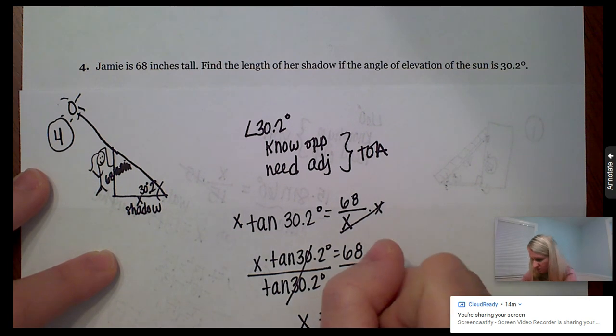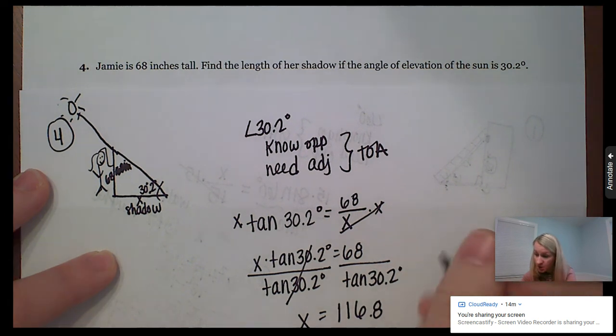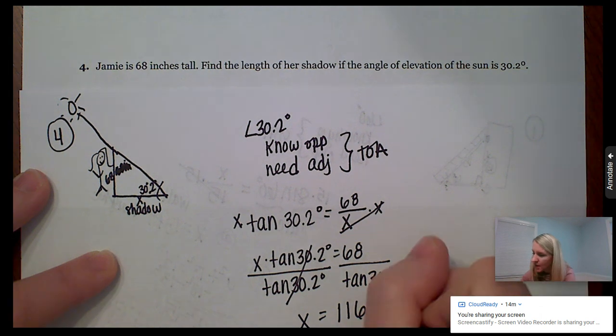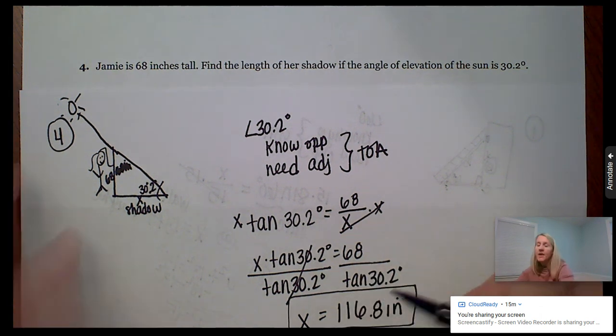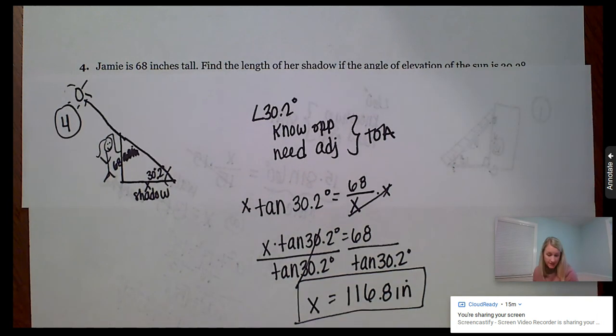And it comes out to 116.8. It's a really long shadow, so that means the sun's really low in the sky. That makes sense at an angle of 32. Well, I guess it's only 30.2. And that, my friends, is our last problem. Well, the last problem that we're doing together as a day.